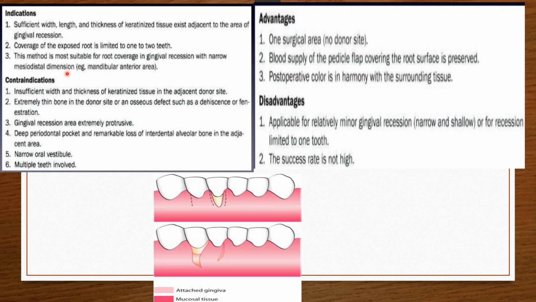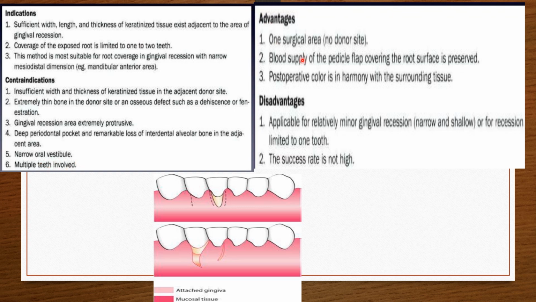What are the contraindications? Insufficient width and thickness of keratinized tissue in the adjacent donor side, extremely thin bone in the donor side, or an osseous defect such as dehiscence or fenestration. Definitely you cannot go for lateral pedicle graft. Gingival recession that is extremely protrusive, deep periodontal pocket and remarkable loss of interdental alveolar bone in the adjacent area, narrow oral vestibule, multiple teeth involved.